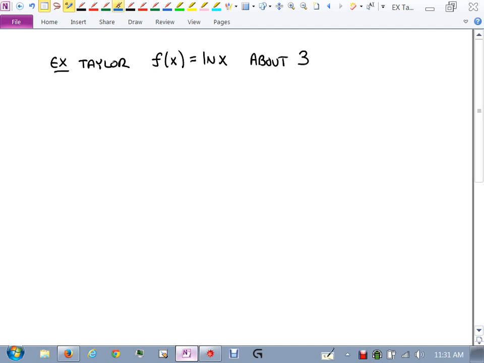So here's what the formula tells us. We're supposed to try and figure out what this series is doing. It's n equals 0 to infinity of the nth derivative of f evaluated at 3, over n factorial, times (x minus 3) to the n. All right, I've got to go investigate that. So I need to go take some derivatives.